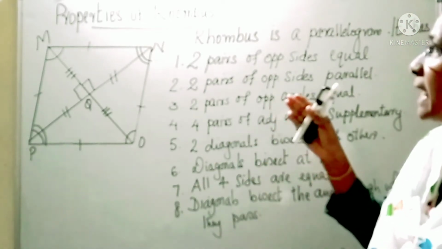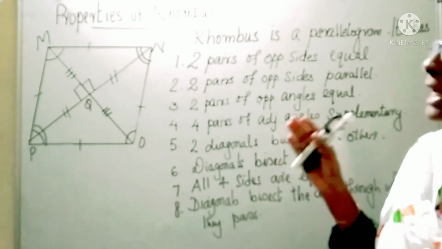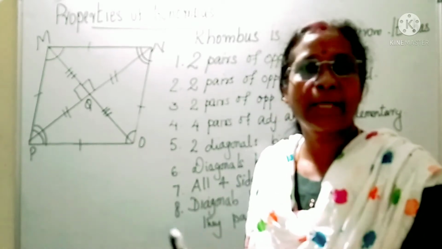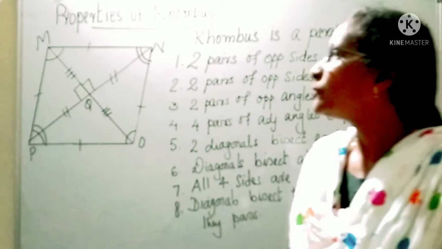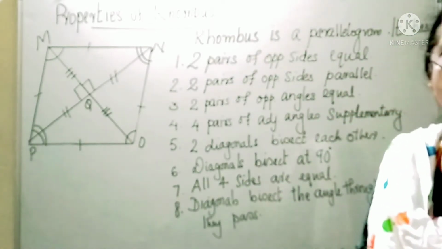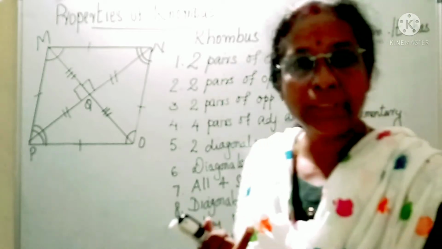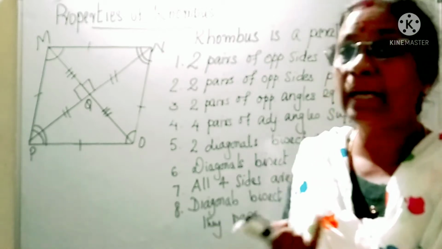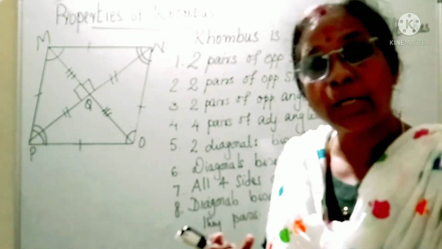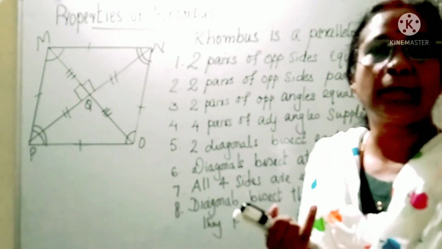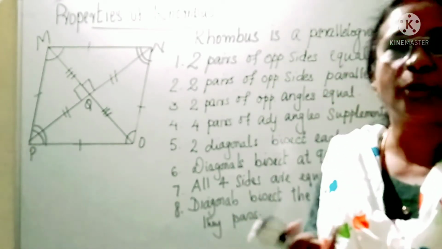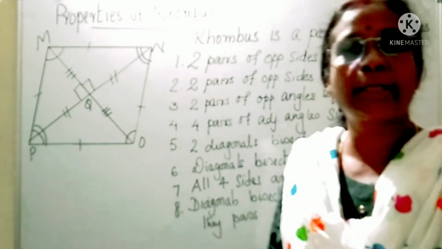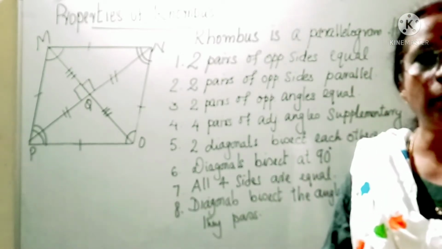So this is the last quadrilateral that we were supposed to learn this year. Almost all the types of quadrilaterals we have learned now. This is the last type of parallelogram. So we have learned about quadrilaterals, then trapezium, then parallelogram, and then all types of parallelogram, that is rectangle, square, then rhombus. We also learned about kites. So almost all the types of quadrilaterals are over.